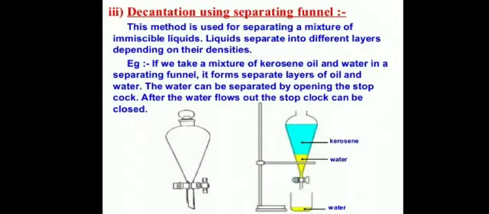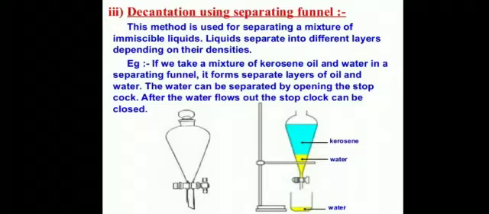So, to separate immiscible liquids, we use a method that is decantation, and the equipment that is used for this process is the separating funnel. You can see in the diagram, a diagram of a separating funnel is shown here. Suppose we take a mixture of kerosene oil and water in a separating funnel, then you can see a knob. At the bottom part you can see there is a nozzle.